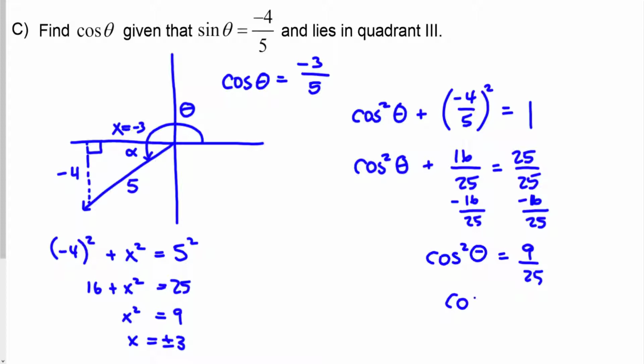So that cosine of theta, when I take the square root of both sides, would be plus or minus 3/5. It's got to be one or the other. So we just choose the sign based off the quadrant we're in. And again, in quadrant 3, cosine is negative, so we would throw out the positive there, and cosine would be -3/5.